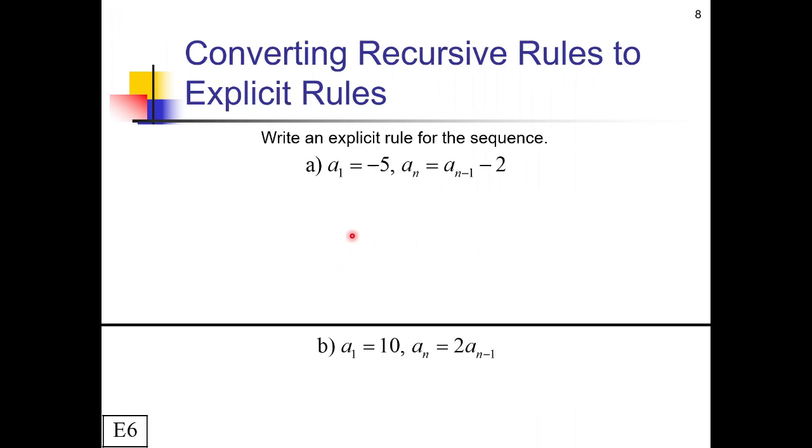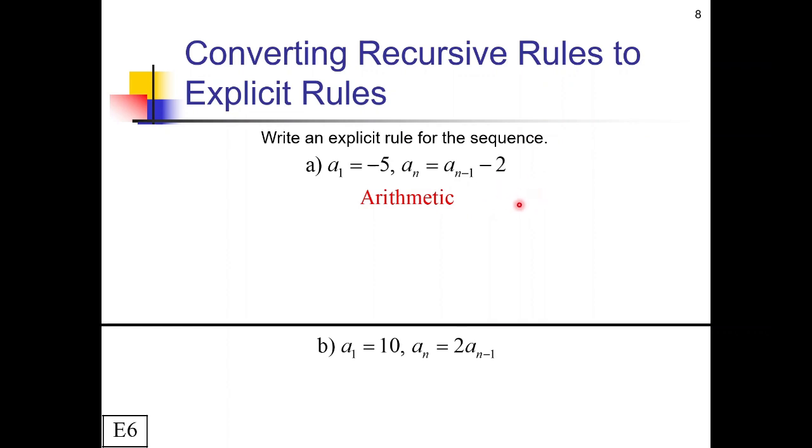For this next set of problems, we're now starting with a recursive rule and trying to convert that into an explicit rule. So here are two different recursive sequences. Pause the video and try to come up with an explicit rule for these. All right, for this first one, since we're subtracting this 2 from the last term, this is just an arithmetic sequence, recursive style. So if we're going to write an explicit rule, it would be helpful to rewrite the explicit formula for an arithmetic sequence.